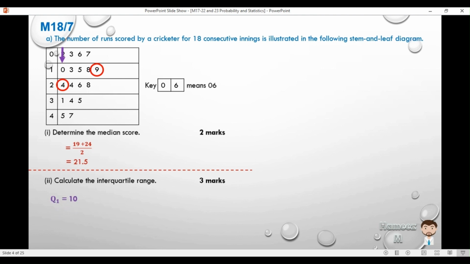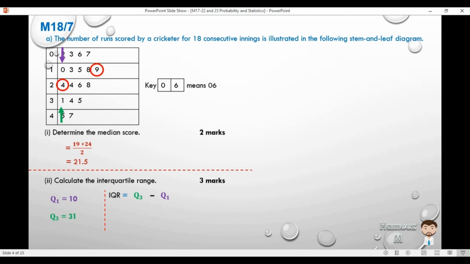Similarly, let's look at the second half of values, which started at 24 and ended at 47. There are 9 values there. So the middle of 9 consecutive values will be the fifth value. So 24, 24, 26, 28, that's 4 values. 31 will be the fifth value. As such, Q3 is equal to 31. So if we now want to calculate the interquartile range, let's recall that the interquartile range is equal to the difference between Q3 and Q1. And we can substitute.